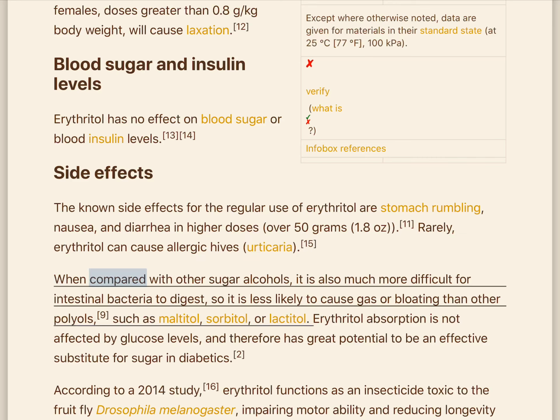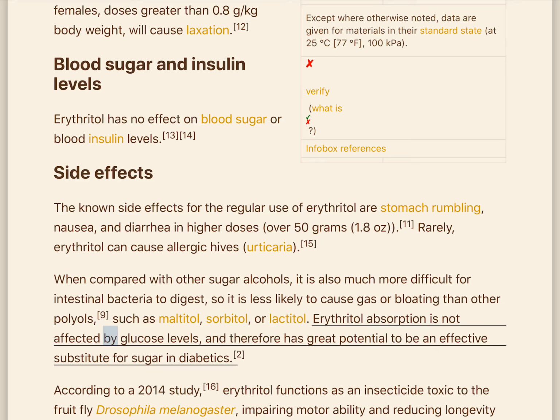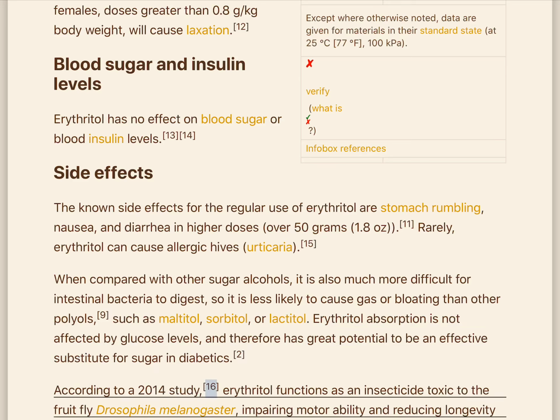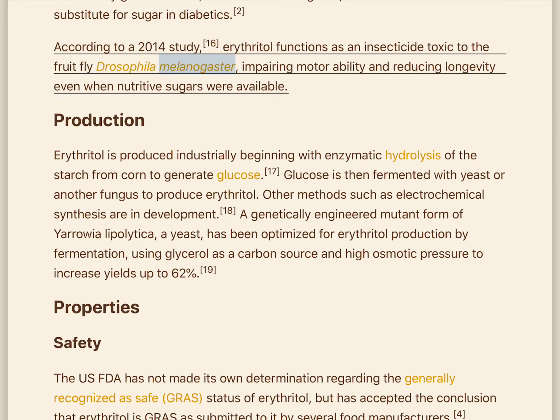When compared with other sugar alcohols, it is also much more difficult for intestinal bacteria to digest, so it is less likely to cause gas or bloating than other polyols, such as maltitol, sorbitol, or lactitol. Erythritol absorption is not affected by glucose levels, and therefore has great potential to be an effective substitute for sugar in diabetics. According to a 2014 study, erythritol functions as an insecticide toxic to the fruit fly Drosophila melanogaster, impairing motor ability and reducing longevity even when nutritive sugars were available.